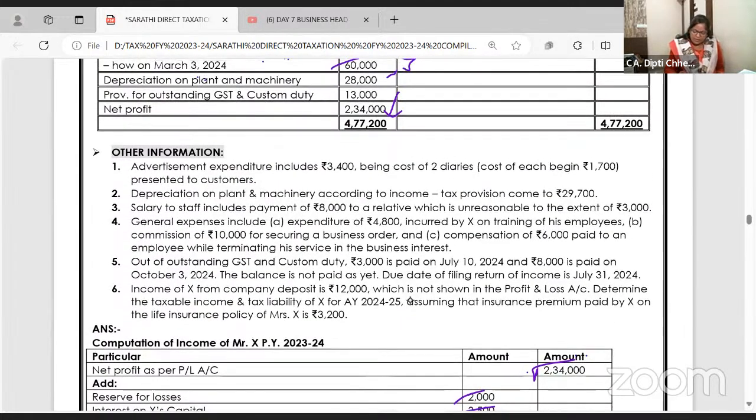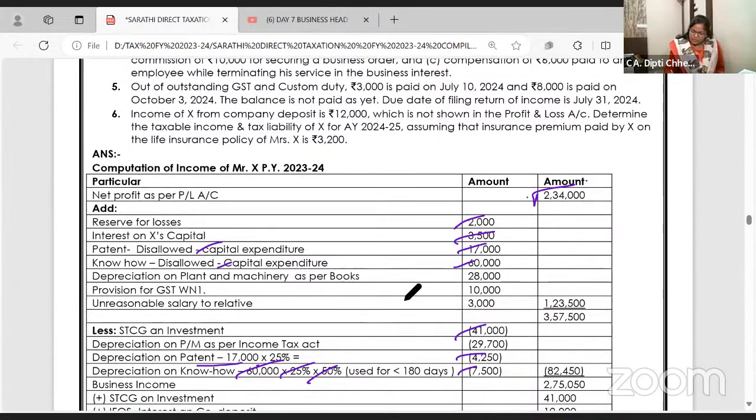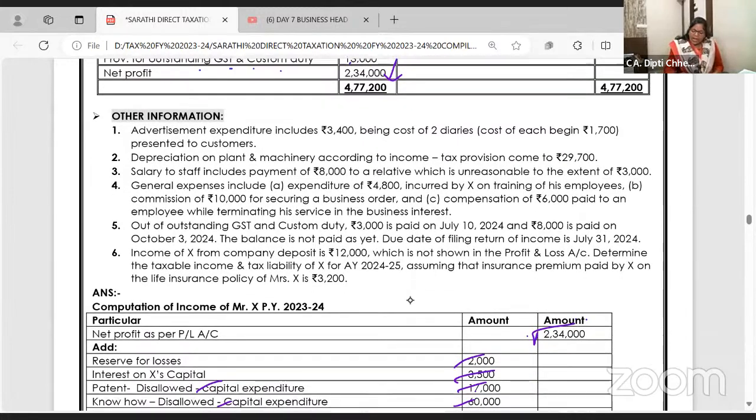Now, after this, depreciation on plant and machinery is 28,000. So depreciation as per books, add back. Provision for outstanding GST is 13,000. Provisions are not allowed, so you have to add back.